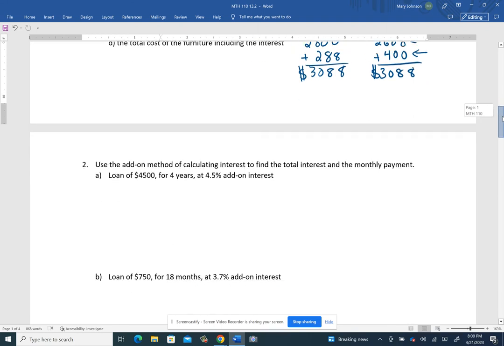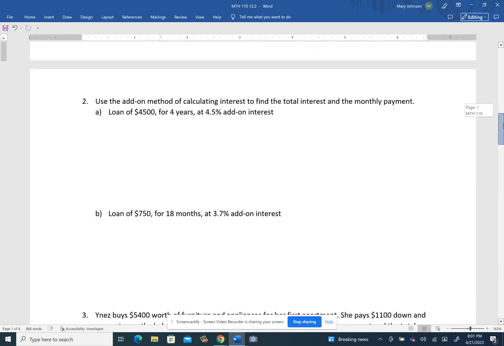All right, let's do more problems dealing with installment loans. See if we can use that formula and understand what they're really asking us to find. That's probably the hardest thing, reading carefully and making sure you're answering the question.